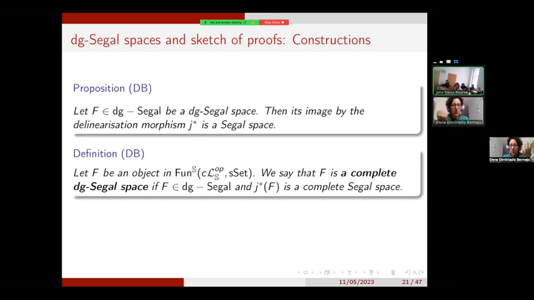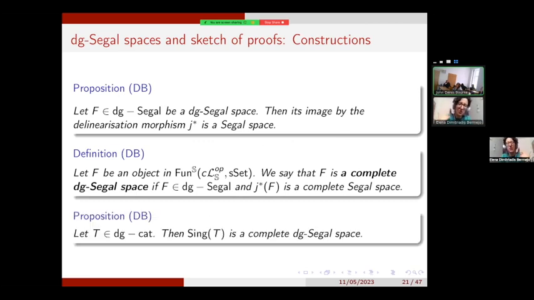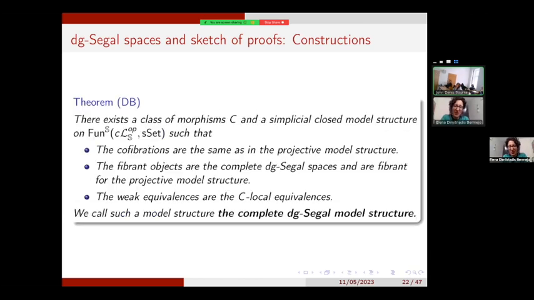So we define a complete DG space in this way, and all of this was to try and find the image of the functor Sing. So we will be happy to know that the image of every DG category by the functor Sing is actually a complete DG space. And lastly, in this section, we can prove that there is a simplicial model structure on our functor category whose fibrant objects are the complete DG Segal spaces.